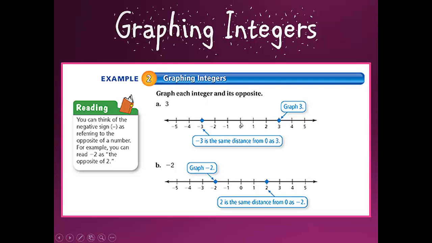So its opposite would be 3 away from 0 in the other direction. So we'll go to the left. 1, 2, 3, which would be -3. So the opposite of 3 is -3.